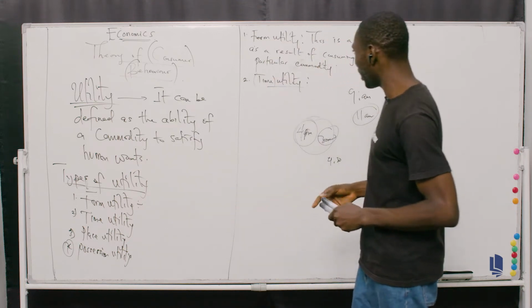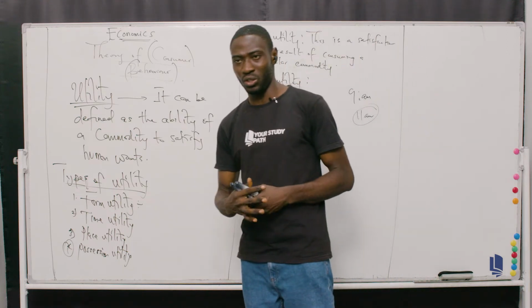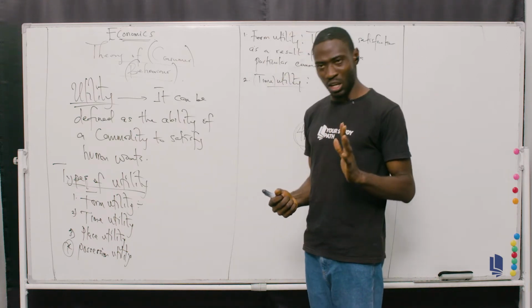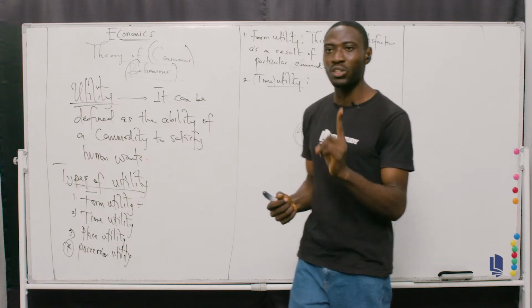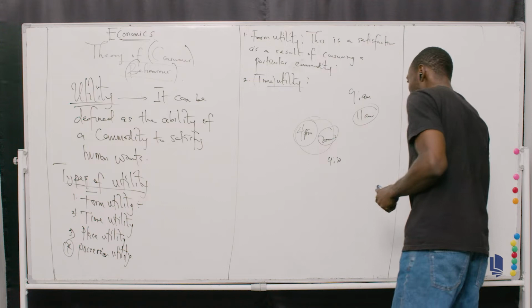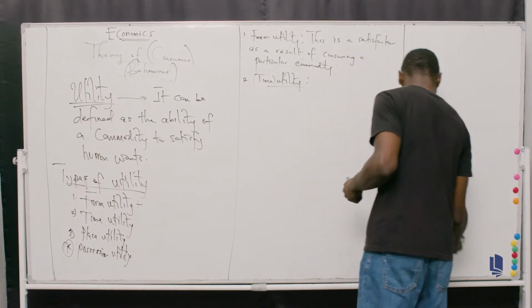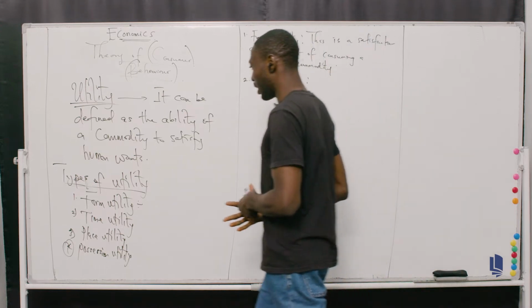So what we are trying to say here is that time utility is when you derive satisfaction from consuming a particular commodity within a period in time. So there must be a time factor. There must be a time factor.